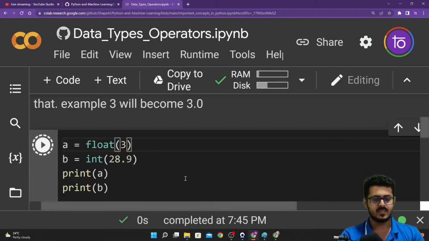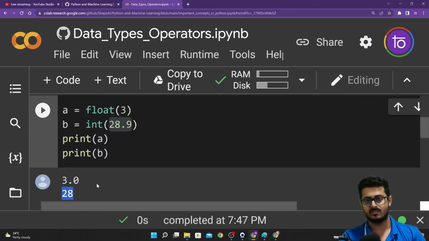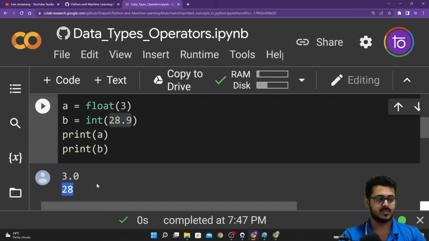So let me run these lines of code, and as you can see, 3 as an integer got converted to a float, that is 3.0, and 28.9 as a float got converted to 28. Like I said, there is no rounding off over here. It is truncating it. It will just remove everything after the decimal point. It is not rounding it off. We are just converting a float to an integer. That's it. Do not confuse both topics. There's no relationship between them.